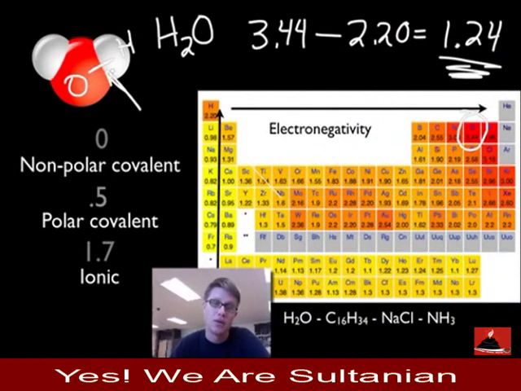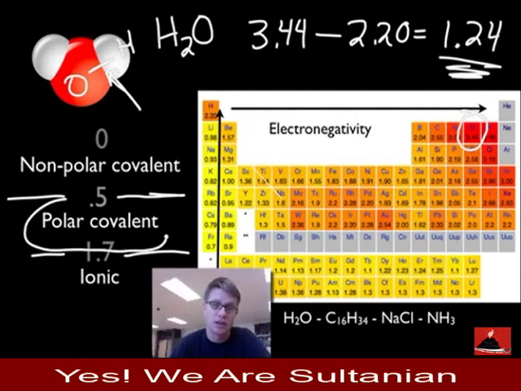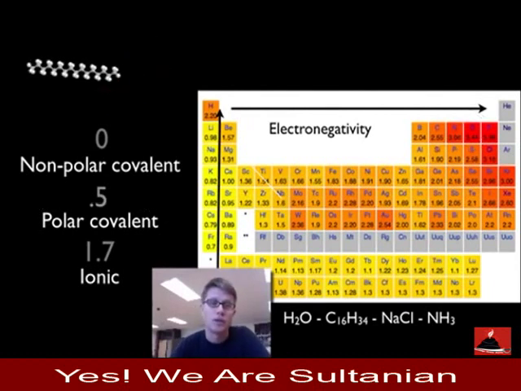So what kind of bond is that? Well, look at my chart. It's somewhere between 0.5 and 1.7, and so I know immediately that that's going to be a polar covalent bond in water. Let's go to another one.